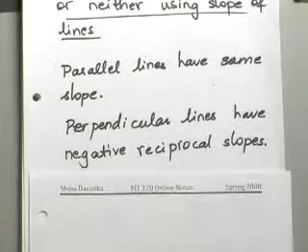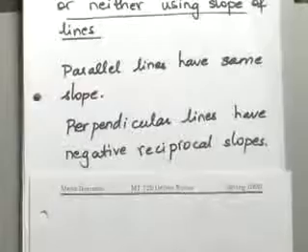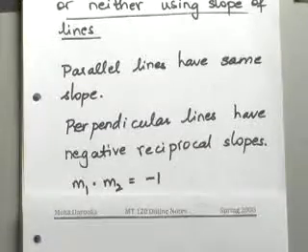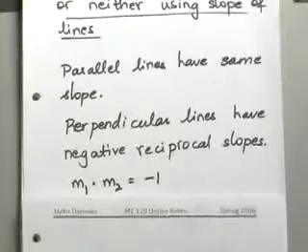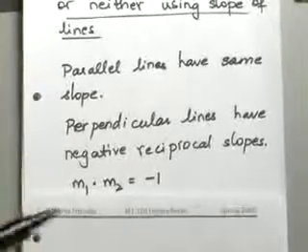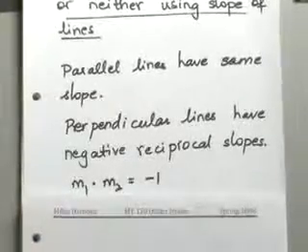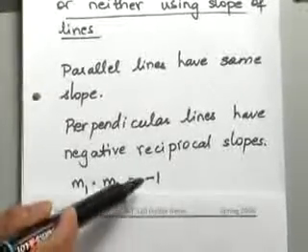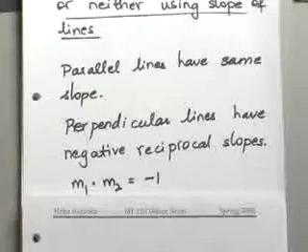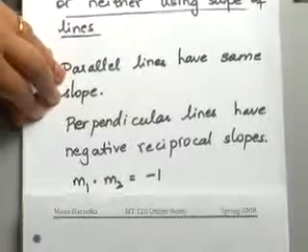Now, when I say negative reciprocal, what exactly do I mean? Basically, the idea is if you take the slope of the two lines, and we'll call that m1 for the first line and m2 for the second line, and you multiply the two slopes, the product of the two slopes should be negative 1.